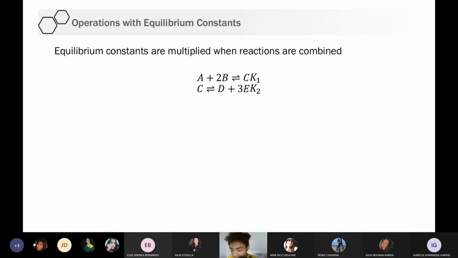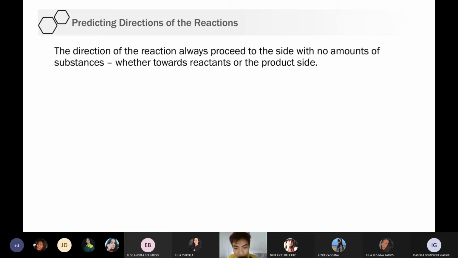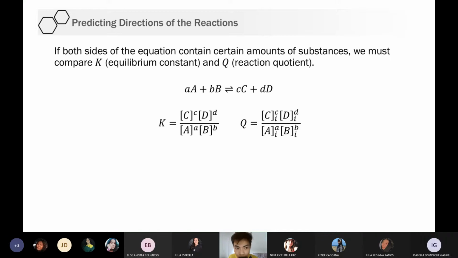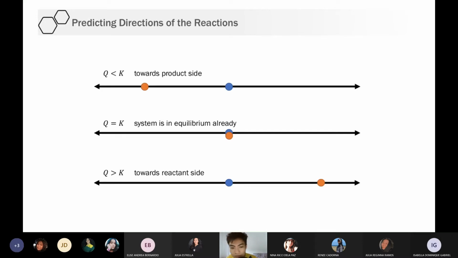Okay. And also, we discussed last time that we can predict where the reaction is going with the help of the reaction quotient. Okay, so we can tell where the reaction is going by comparing the reaction quotient Q with the equilibrium constant K. Now, depending on their values, they can either go to the left, to the right, or just stay. So when your Q is less than the K, then it means your reaction is going to the product side, no, in order to establish equilibrium. When your Q is equal to K, then the system is already in equilibrium. There will be no net direction, no, kasi balance na. And lastly, when your Q is greater than K, that means your reaction will proceed towards the reactant side, no, in order to establish the equilibrium.